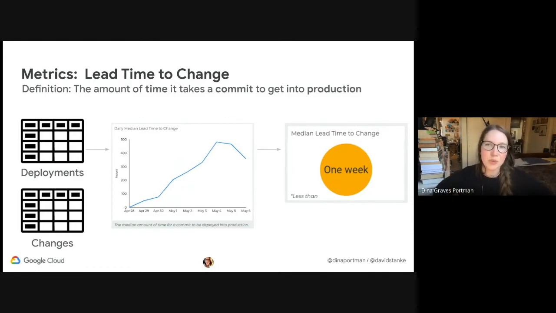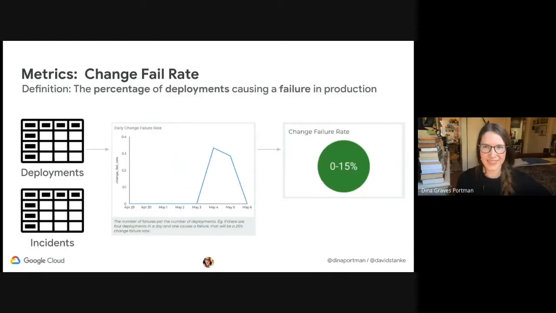And our dashboard puts the lead time into buckets defined by the DORA research. So we'll have something like less than a day, less than a week, a month, a year. And in this case, less than a week is medium performance. So we show a yellow badge here. Next, we have the change fail rate, which is the percentage of deployments causing a failure in production.